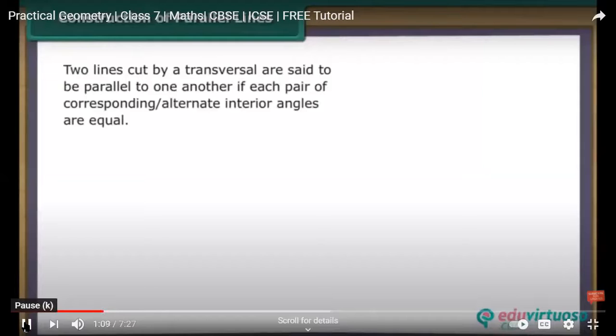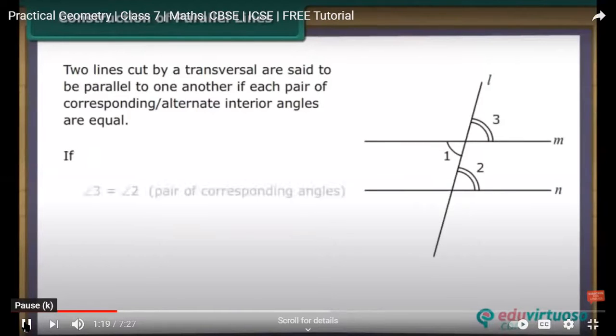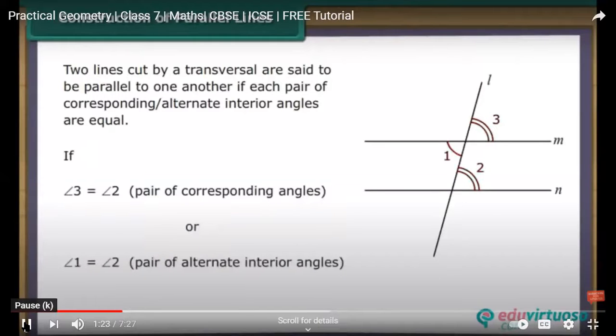2 lines cut by a transversal are said to be parallel to one another if each pair of corresponding alternate interior angles are equal. In the figure, if angle 3 is equal to angle 2 or angle 1 is equal to angle 2, line M is said to be parallel to N. We use a ruler and a compass to construct parallel lines.